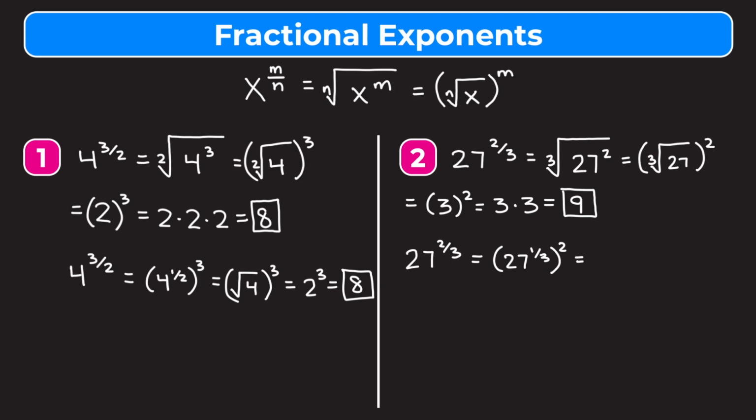Raising something to the 1/3 is the same as taking the cube root, so we really have the cube root of 27 squared, and now we have the same thing that we have up top. And we know the cube root of 27 is 3, so we really have 3 squared, and we know 3 squared is 9. Let's go through 2 more examples just to make sure we really got this down.